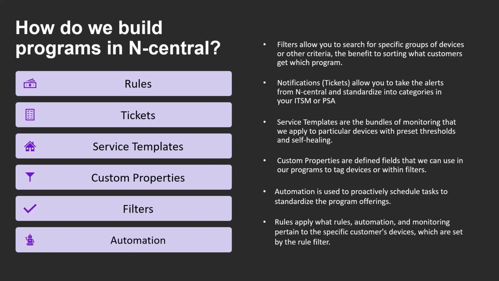Okay. Now, let's break it down for a sec. Because there's no real order here. I just go through and outline what they are. Filters allow you to search for specific groups of devices or other criteria. The benefit is sorting what customers get which program. This will define the program, right? Who gets what? Notifications. Tickets allow you to take the alerts from NCentral and standardize them into categories within your IT service management platform, something like ServiceNow, or even something like ConnectWise Manage for a PSA.